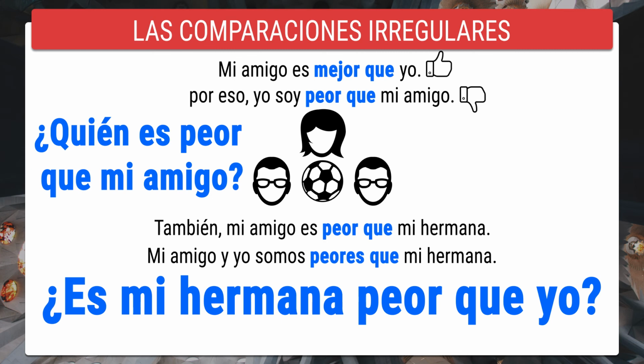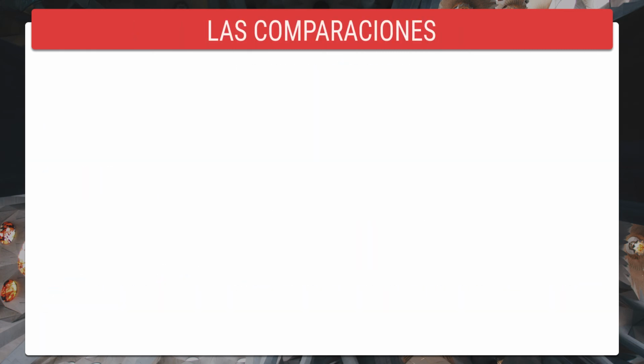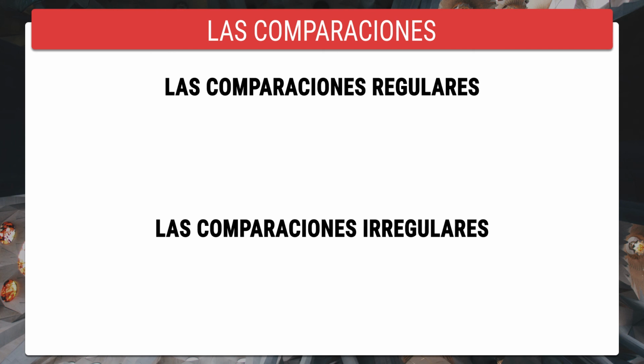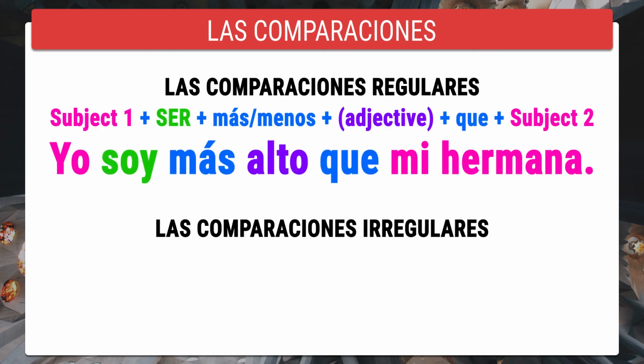Okay, so hopefully by now you've noticed that there's a little bit of a pattern for both the regular comparisons and the irregular comparisons. To make a comparison, you start with the subject and use the verb ser for to be, not estar. Then you say más o menos, so more or less, and then whatever adjective you want. So tall, skinny, smart, whatever. Then followed by the word que, and finally the second subject. So the example I have here is yo soy más alto que mi hermana. Literally, this says I am more tall than my sister.